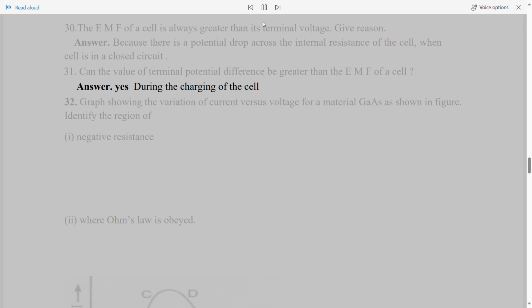32. Graph showing the variation of current versus voltage for a material GaAs as shown in figure. Identify the region of.